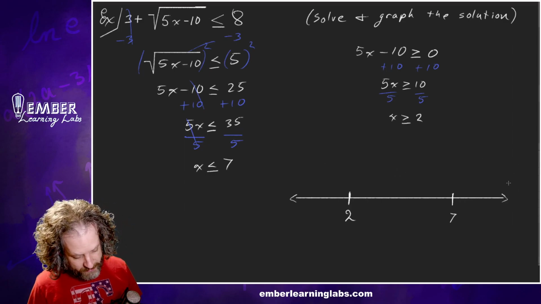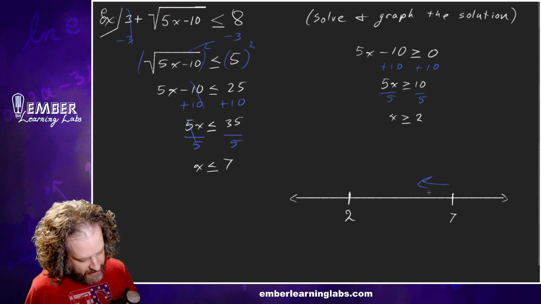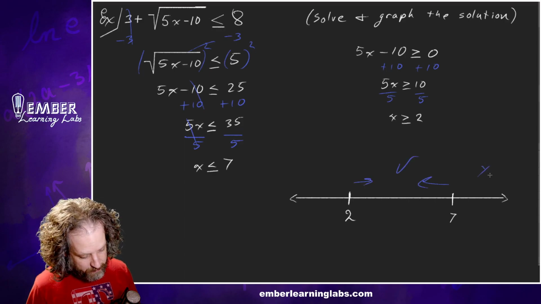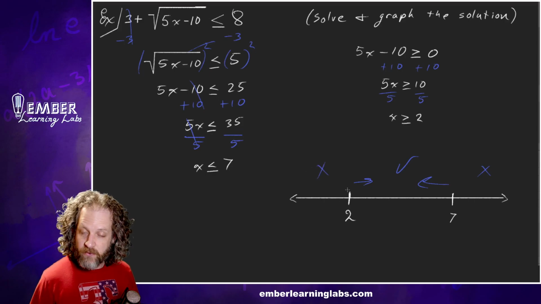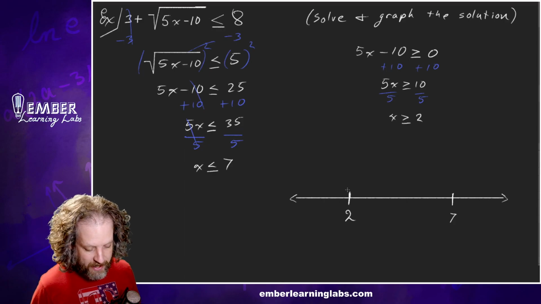And what we think should work based on what we have is x is going to be less than 7 and greater than 2. So we think that this is going to work, but this isn't and this isn't. Right? So that's what we think is going to happen. Let's double check and see what happens.